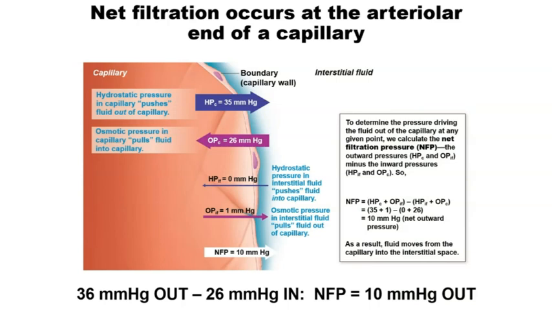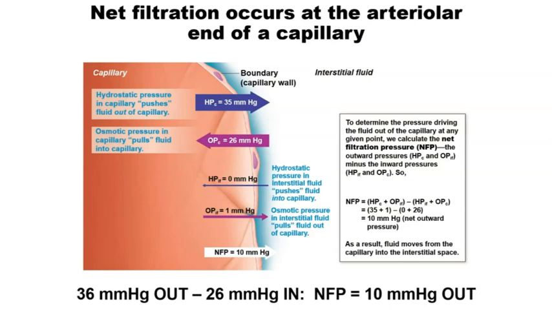So we see that filtration occurs at the arterial end of the capillary bed because the blood pressure in the capillaries, represented as HPC in this diagram, is around 35 millimeters of mercury. This blood pressure forces fluid out of the capillary bed. The osmotic pressure, on the other hand, which is created by the protein, like albumin, remaining in the blood, creates an osmotic pull of 26 millimeters of mercury back into the capillary. This force opposes the hydrostatic filtration pressure that we just saw.